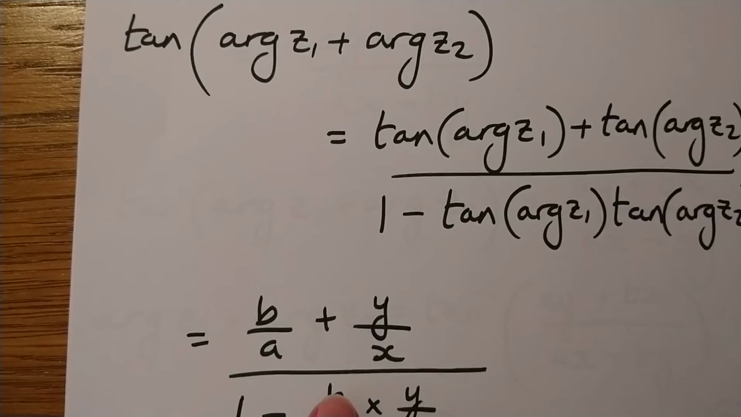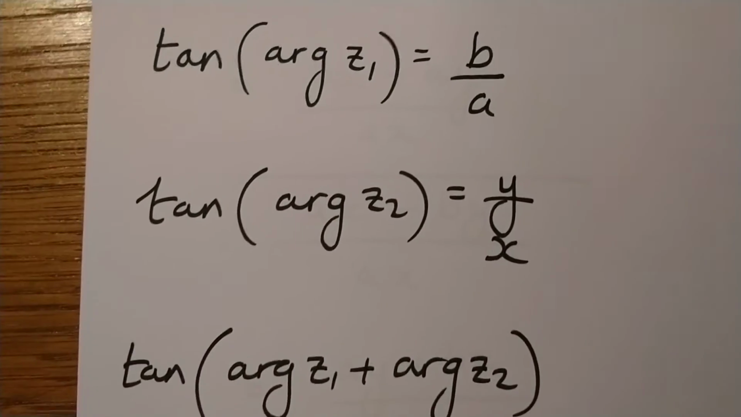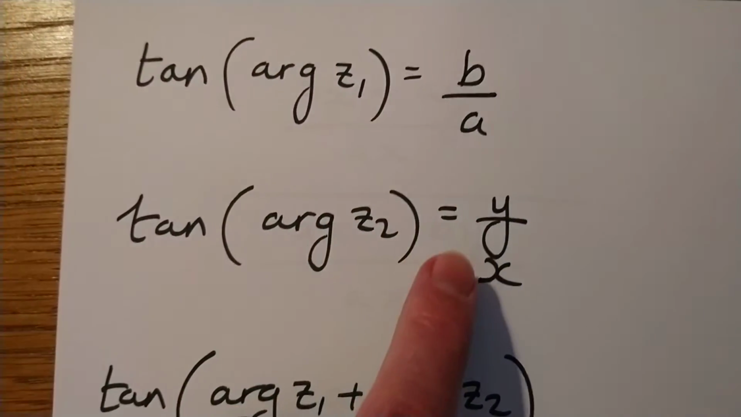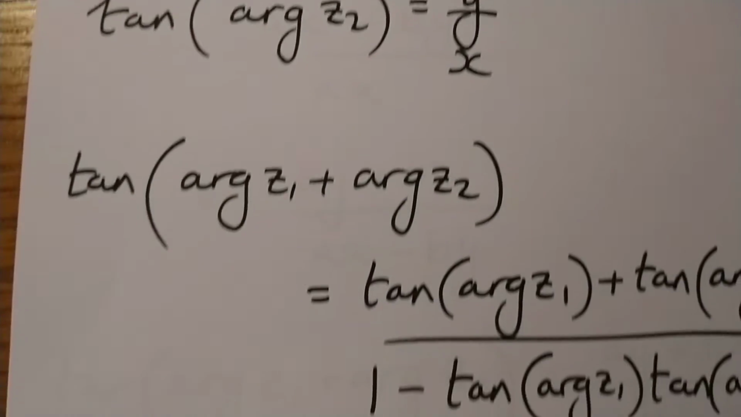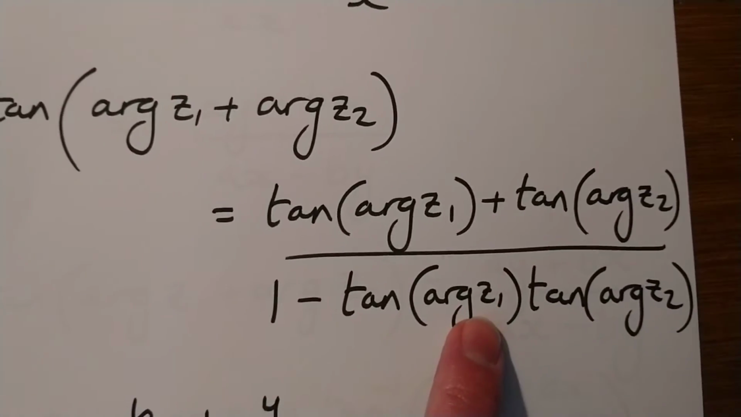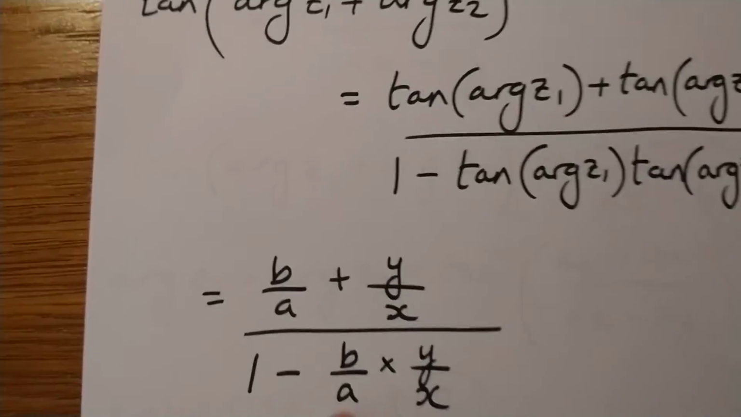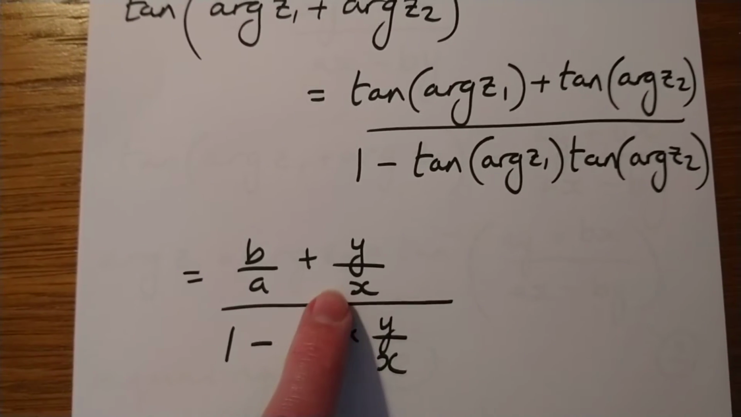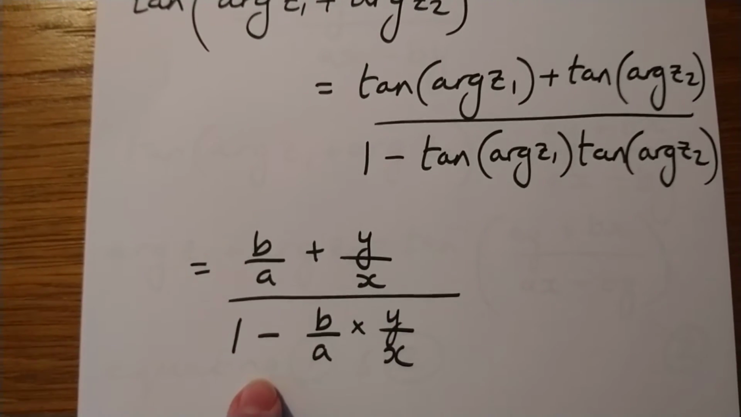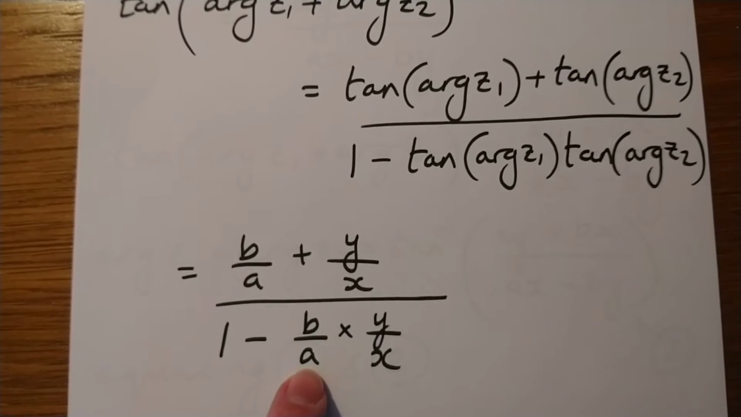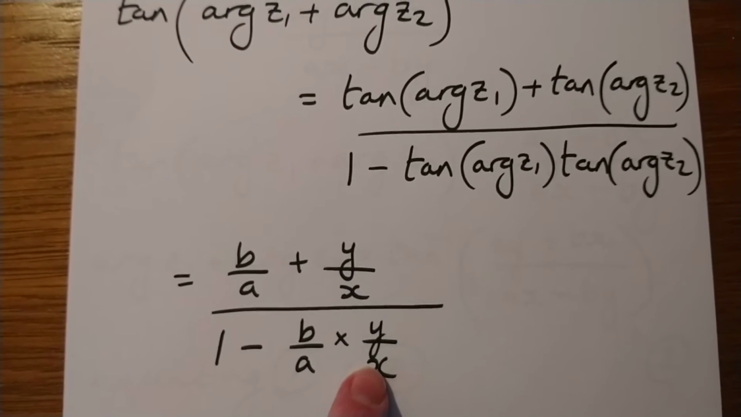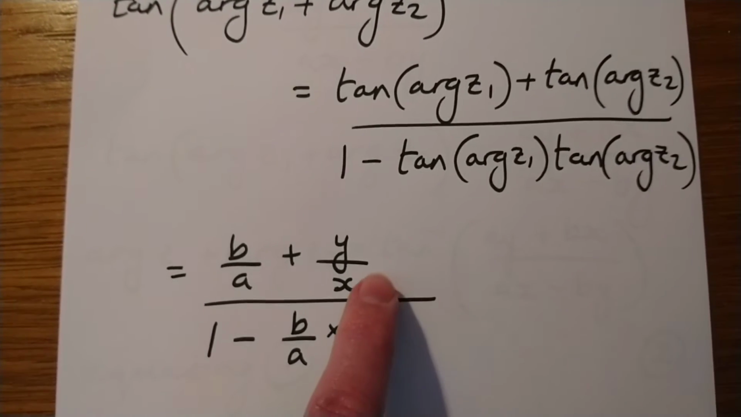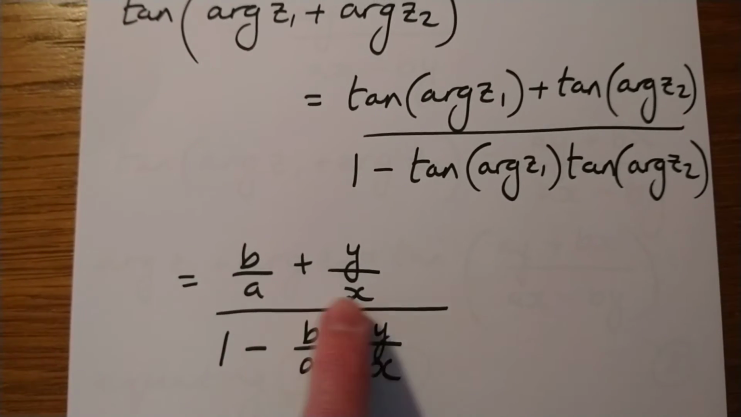But we know all of these values because we just quoted them up here. It's either going to be b over a or y over x. So this rather complicated fraction becomes b over a plus y over x divided by 1 minus b over a multiplied by y over x. And what we're going to do now is multiply the top and the bottom by ax.